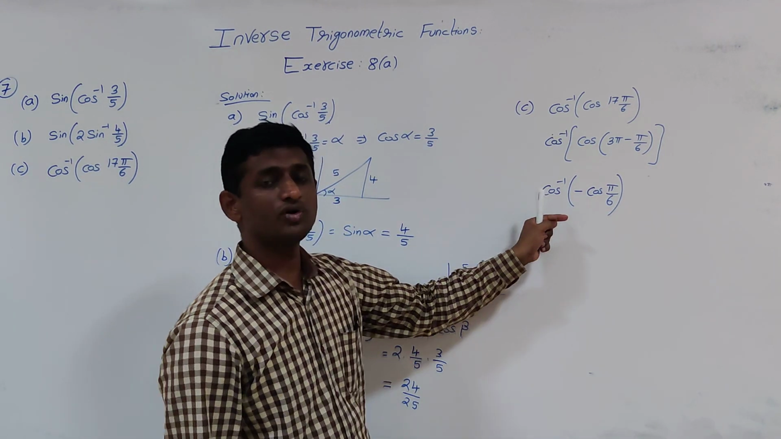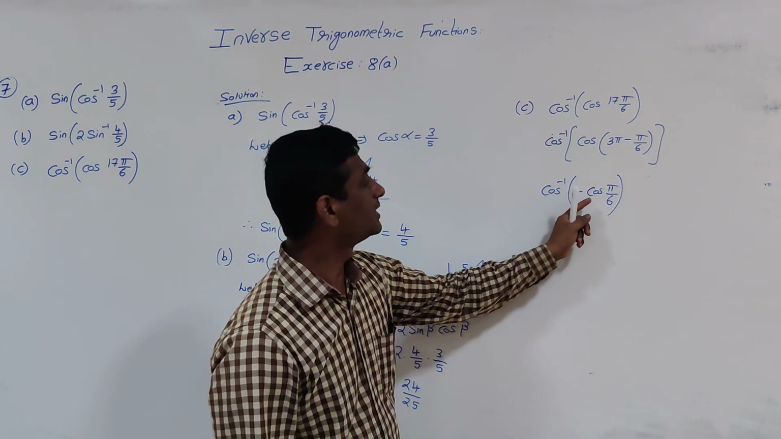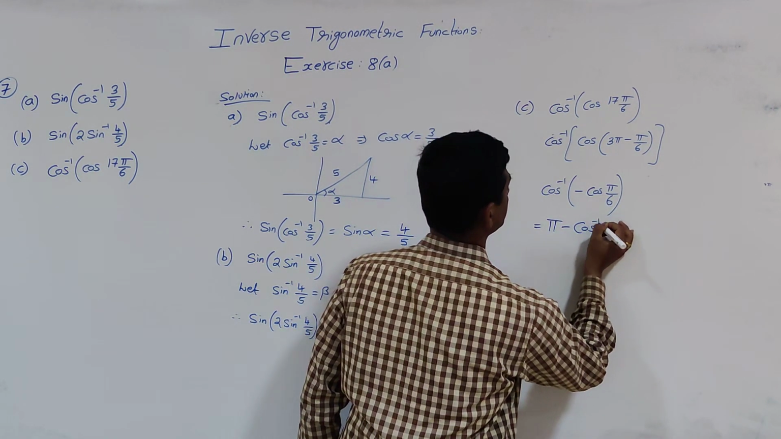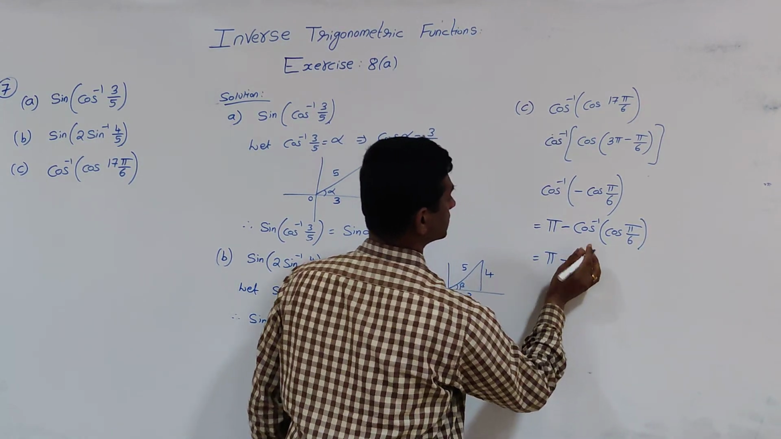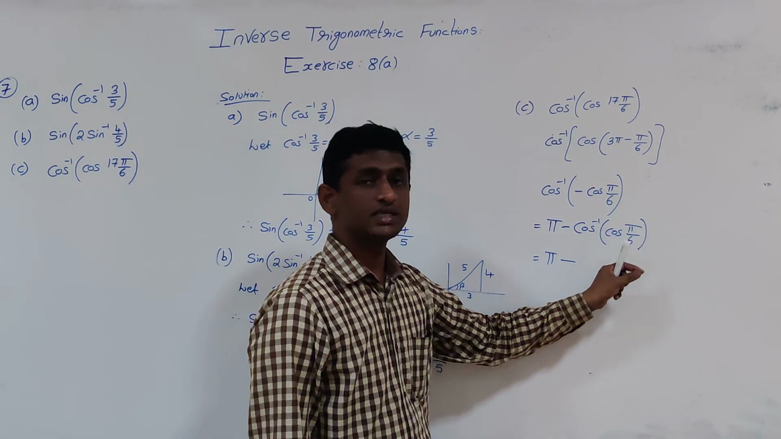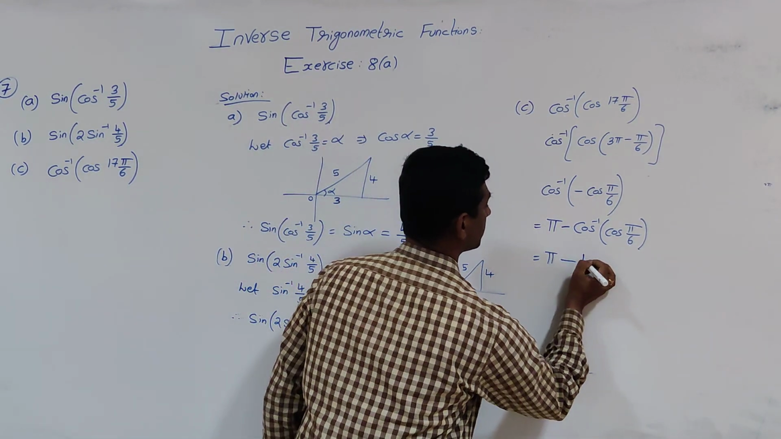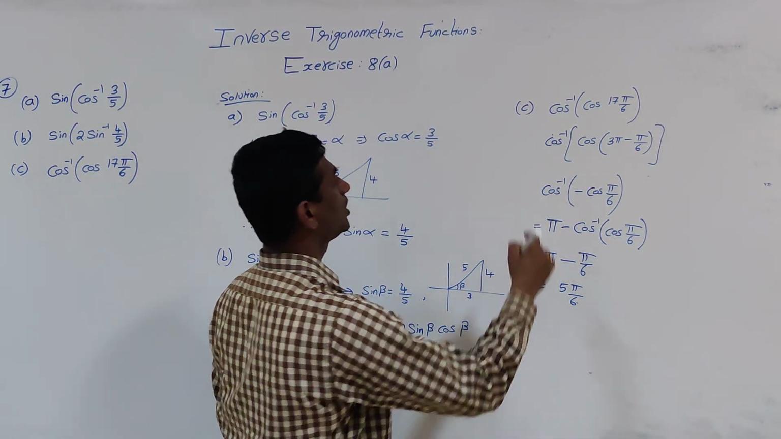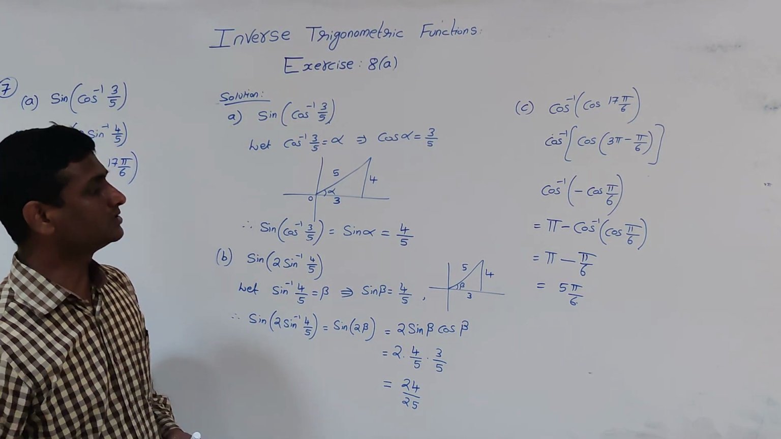Again, it is in the form of cos inverse of minus x. So it will be π minus cos inverse of cos π by 6. Cos inverse of cos theta is theta, because 30 degrees is an angle which lies between 0 and 180, so we can apply it directly. So it will be π minus π by 6, so cos inverse of cos 17π by 6 is 5π by 6.